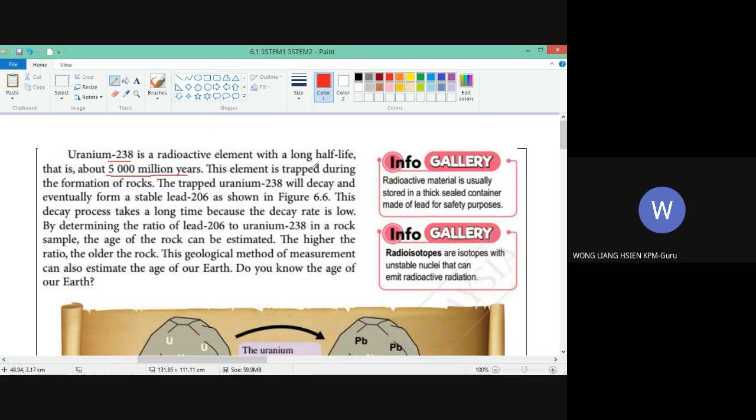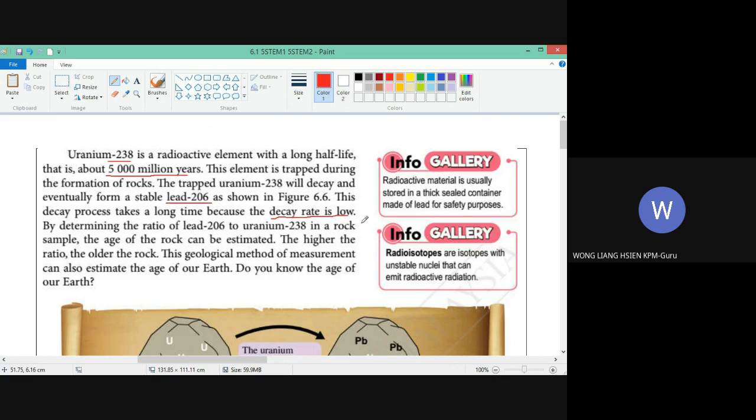So this element is trapped during the formation of rocks. The trapped uranium-238 will decay and eventually form stable lead-206, as shown in figure 6.6. This decay process takes a long time because the decay rate is low. Decay rate is low, that means it decays very, very slowly.